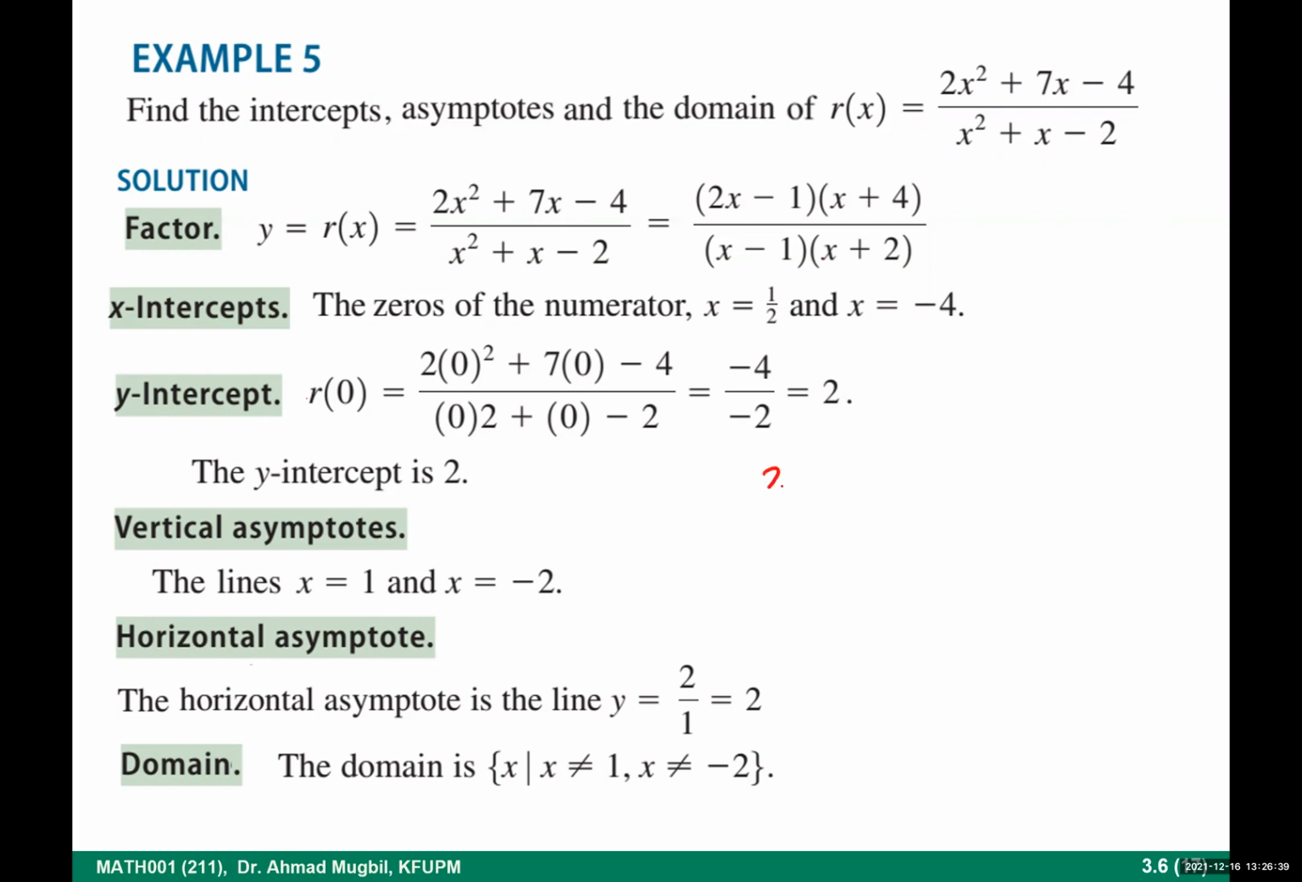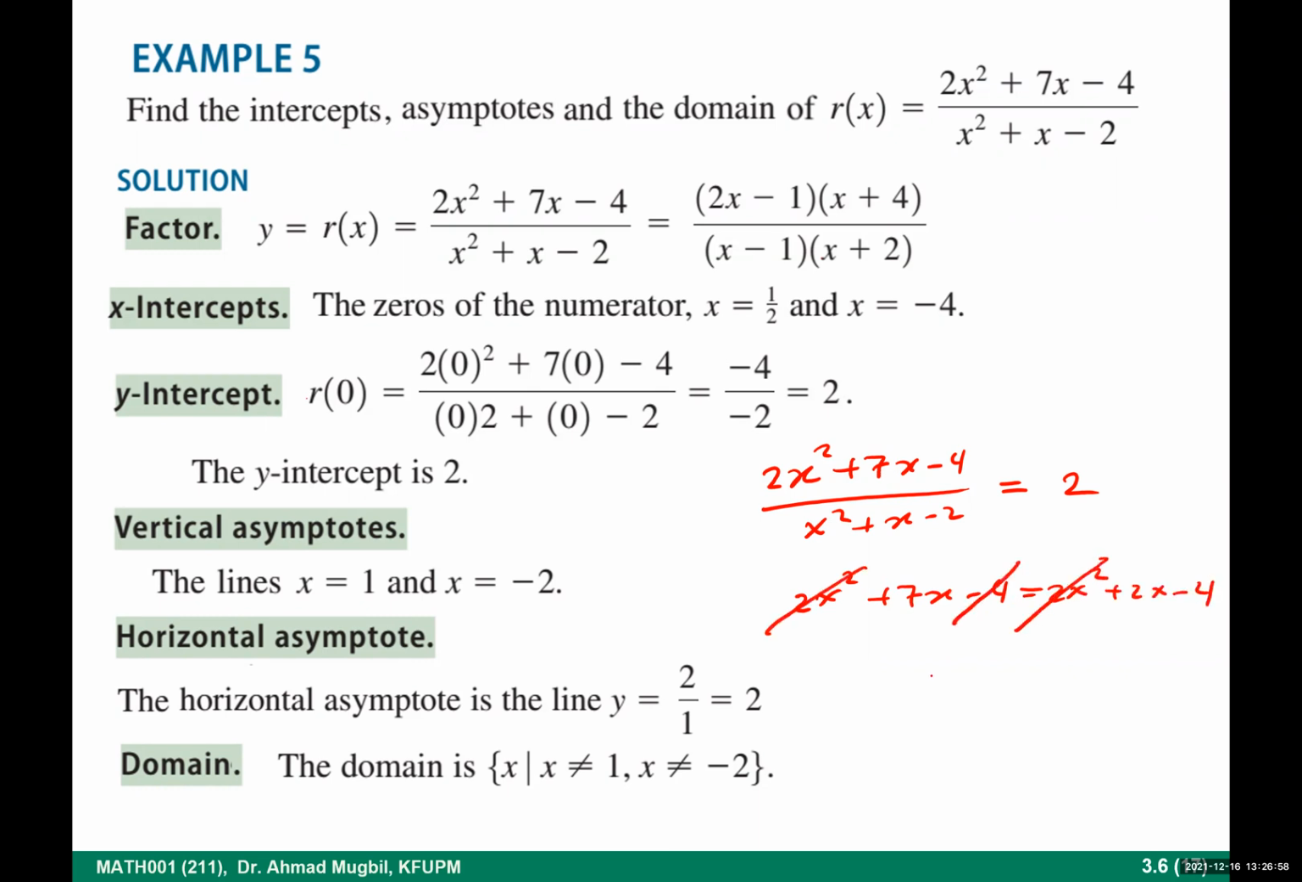Algebraically, you will do what? You will equate your function with its horizontal asymptote. What is it? 2. So it will be 2x squared plus 7x minus 4 equals 2x squared plus 2x minus 4. Cancel, cancel, cancel, cancel. You have 7x equals 2x. What is that? 5x equals 0. This is what? x equals 0. So the intersection is at x equals 0.